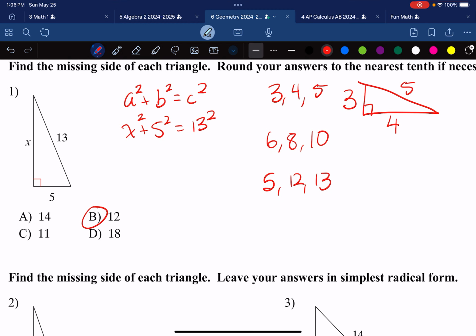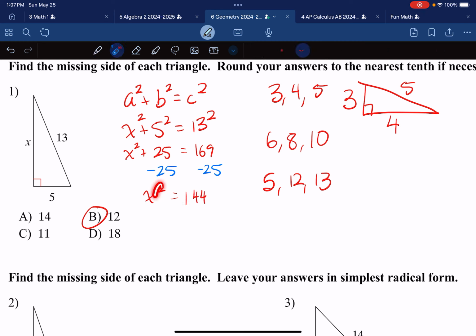From here, you would square each of these and you'd say x squared plus 25 is equal to 169. Subtract the 25 on both sides, and that would give you x squared is equal to 144. From there, you would undo the square by square rooting both sides, and that would give you x is equal to plus or minus 12, but it doesn't make sense for you to have a negative length, so I'm just going to say that the answer is 12, which we already knew from before.